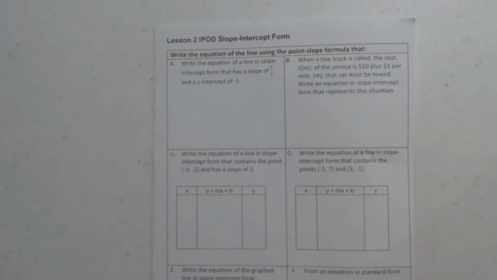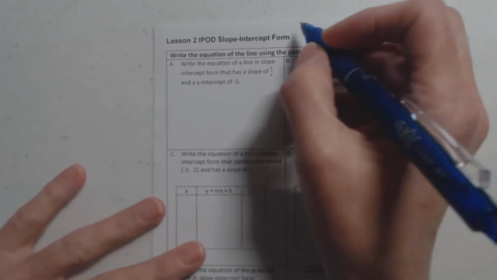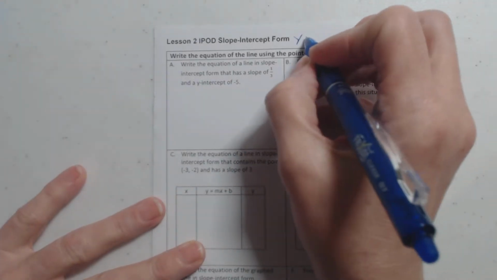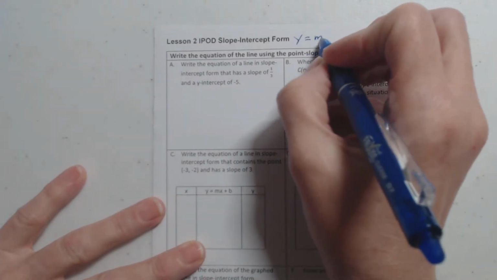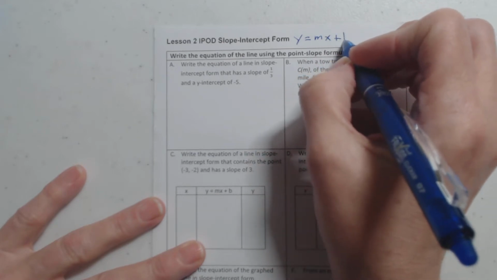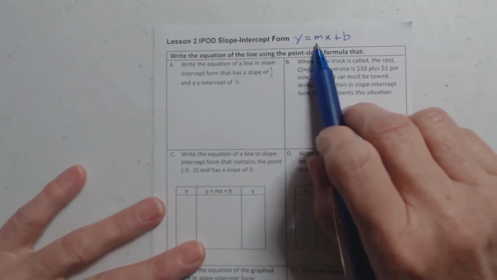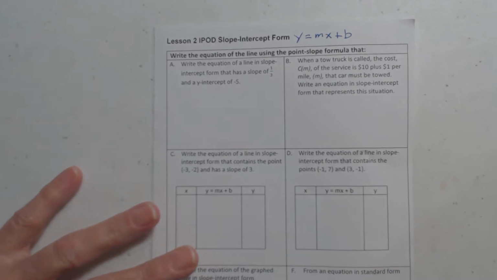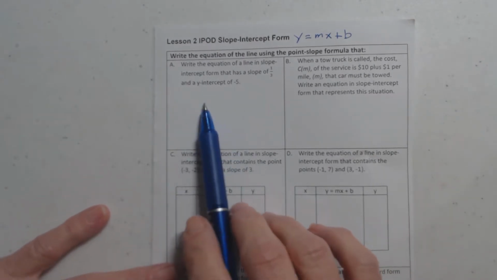In this video, we are looking at writing equations of a line in slope-intercept form. Remember that slope-intercept form is y equals mx plus b, where m is the slope and b is our y-intercept. So we look at our first problem here.